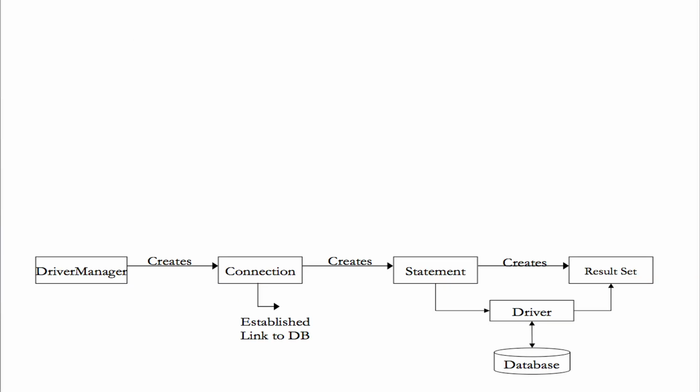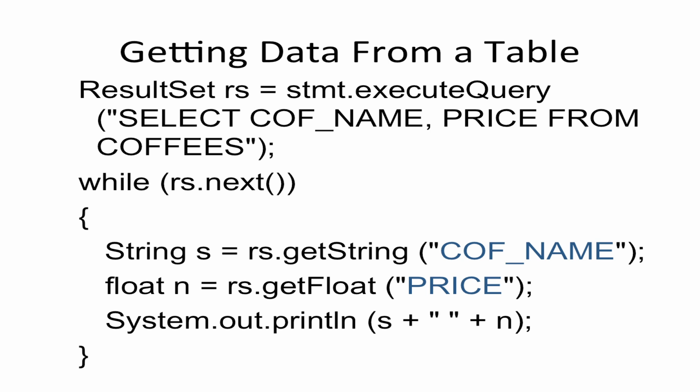See again this flow chart, where the first one is loading the driver manager, the second one is making the connection, and the third one is writing this statement, which is initially blank and later on we will write the statement. And the fourth one is the result set. This one is important, so we will focus today on this result set.